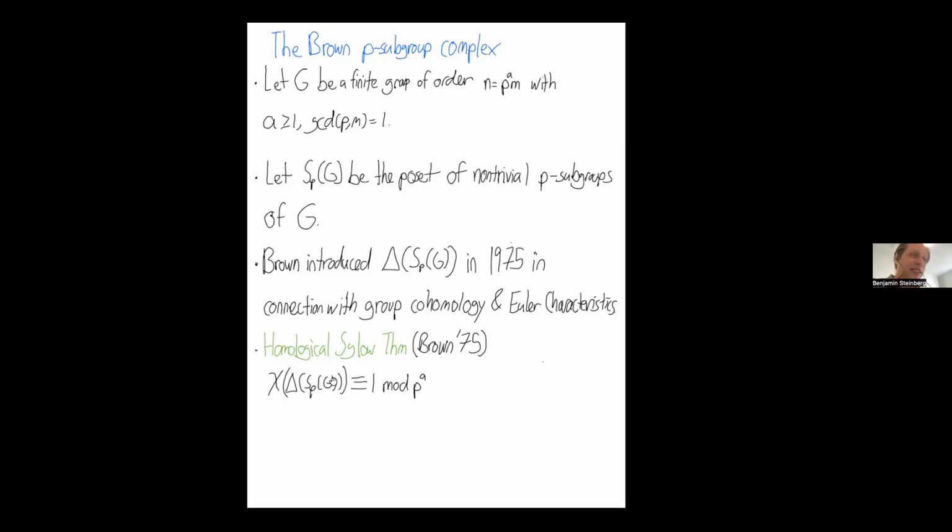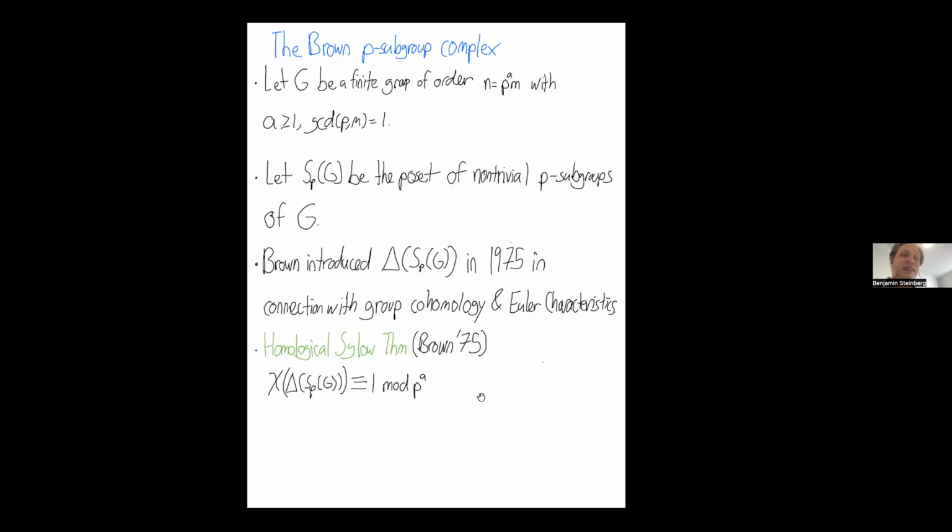And he proved something which is called the homological Sylow theorem. What he proved is that the Euler characteristic of this poset, or rather the simplicial complex, is congruent to 1 modulo p to the a, where remember p to the a is the largest power of p that divides the order of the group. It's the size of a p-Sylow subgroup. So why is this called the homological Sylow theorem?